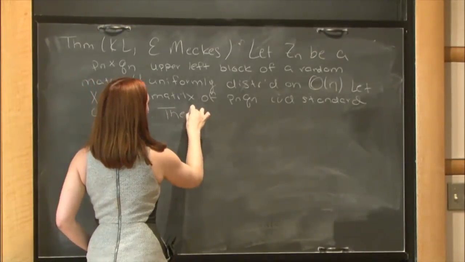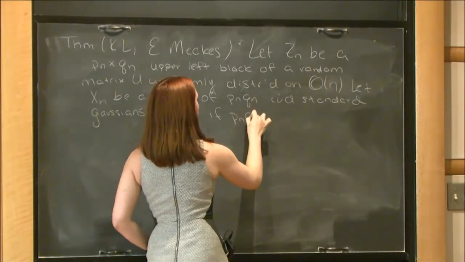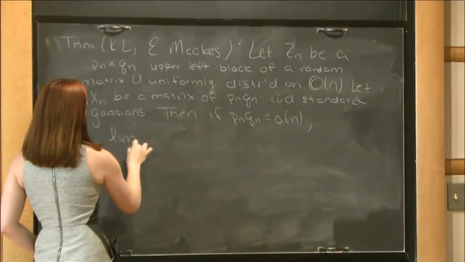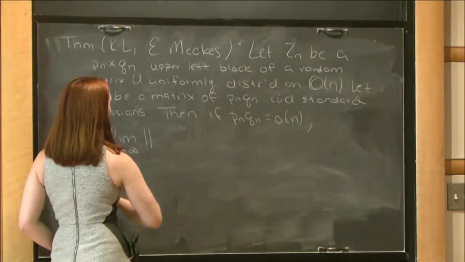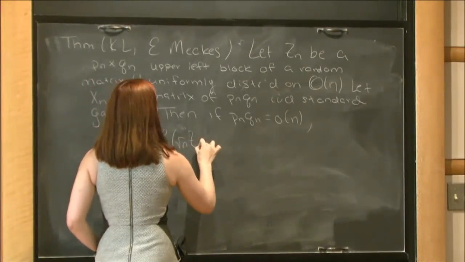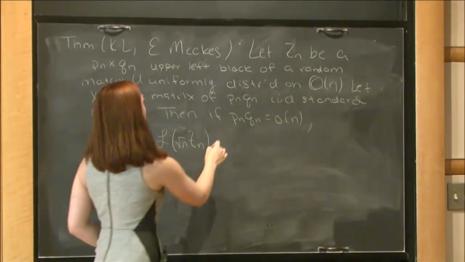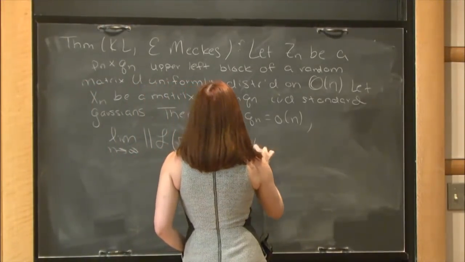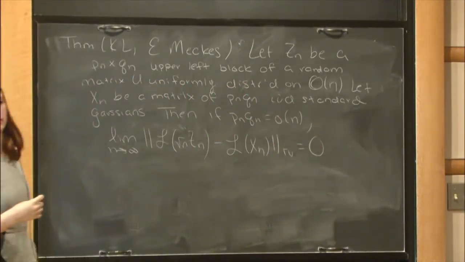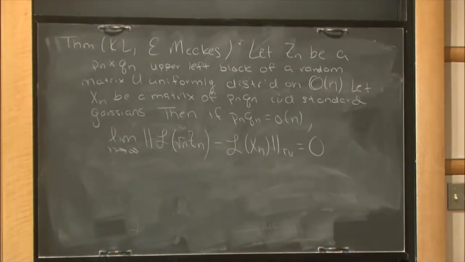And then as long as we just know the product of the dimensions is little o of n, if we let n go to infinity, the total variation distance between the joint distribution of the entries of root n times Zn and the joint distribution of the entries of Xn tends to 0. Okay. So this is a nice result in that it recovers Zhang's result, it recovers the Diaconis-Friedman result, and all of the intermediate cases.